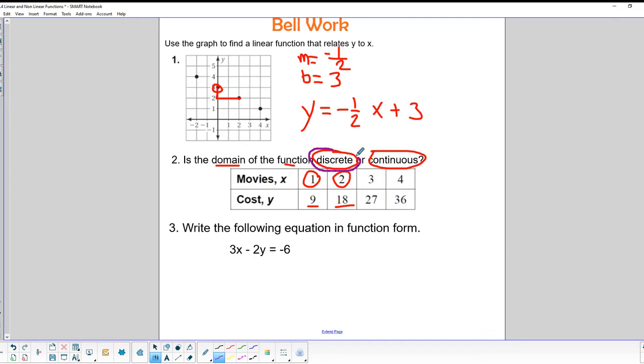You wouldn't connect it with a line on the graph. So this is what we call discrete data.